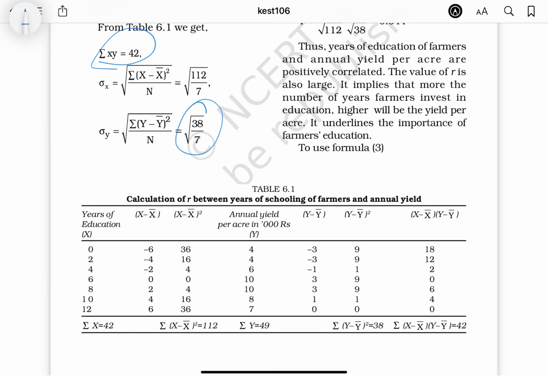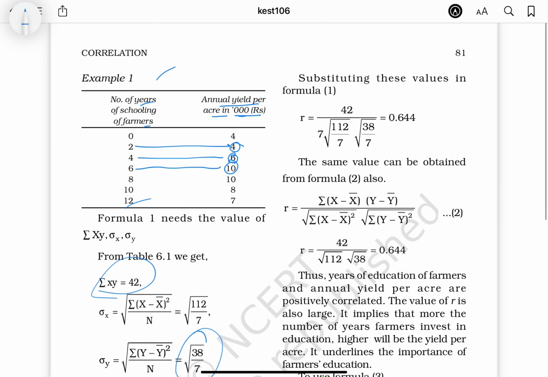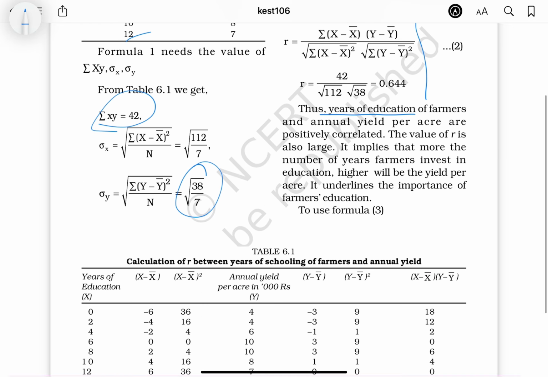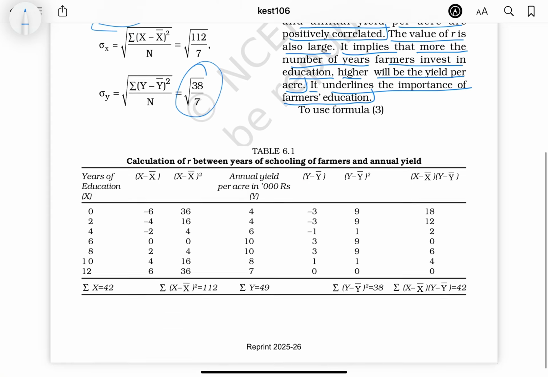that comes is root 38 divided by 7. Then, after calculating all this, years of education of farmers and annual yield per acre are positively correlated. The value of R is also large. It implies that more the number of years farmers invest in education, higher will be the yield per acre. It underlines the importance of farmers' education.